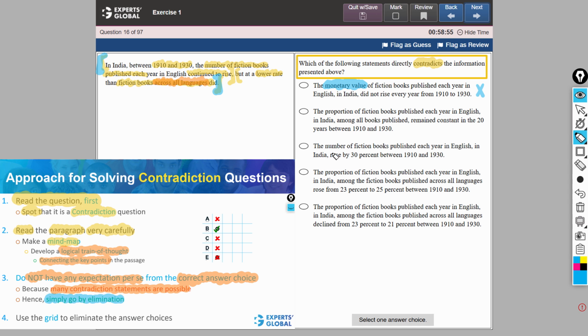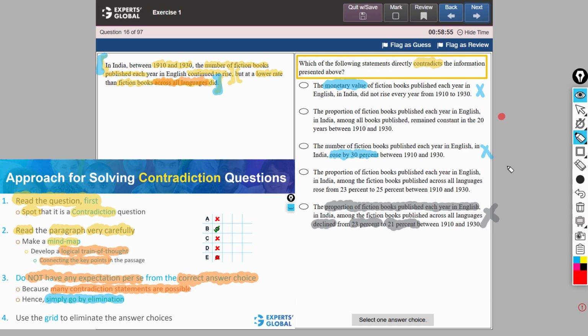Choice C delves into the specifics. Whether it was 30% or something else doesn't really help, because we are interested in the comparison in the growth rates. The numerical value of just one of the two values is not going to contradict the argument. Choice E says that the proportion of fiction books published in English declined from 23% to 21%. So if there was a decline, this answer choice is supporting rather than contradicting the argument.